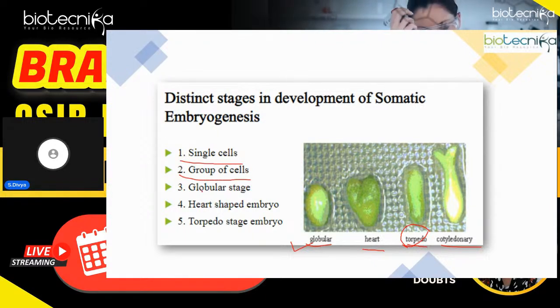The group of cells accommodate together, forming a globular stage. Then it enters into a heart shaped embryo, and finally the torpedo stage, and from there you'll get your cotyledon, that is the true leaves. So these are the four important stages of development.